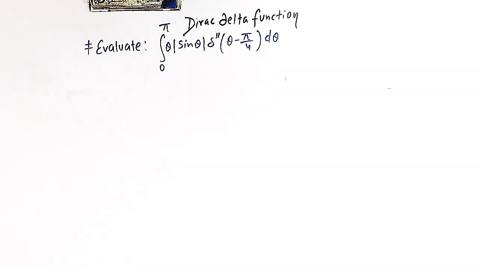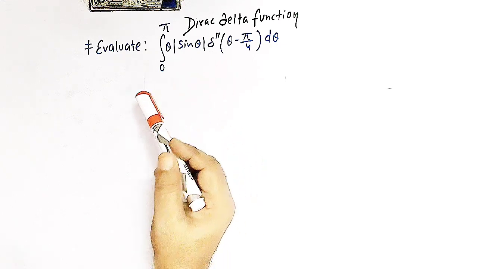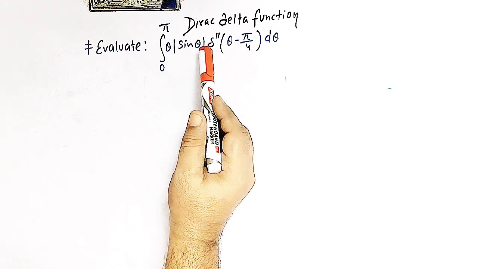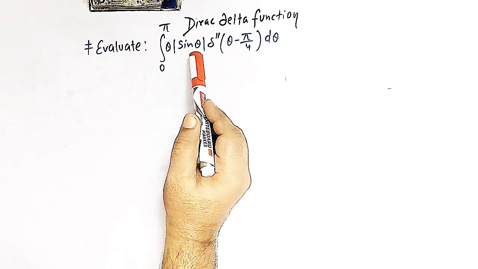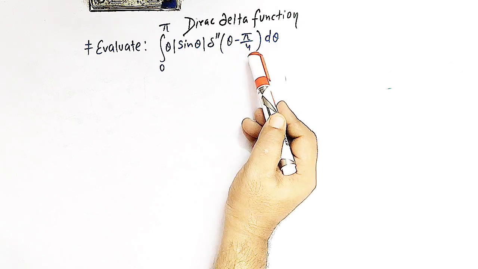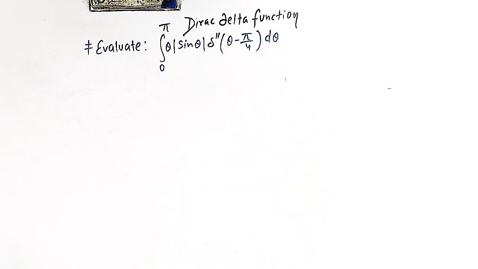Hello viewers, in today's session we are going to discuss another important problem from Dirac delta function. So here in this class we will discuss this integral, that is, from 0 to pi of theta, the absolute value of sine theta, and delta double prime of theta minus pi by 4, d theta. So here we have to evaluate this integral involving the famous Dirac delta function, right?